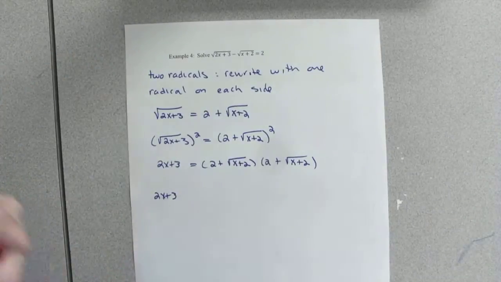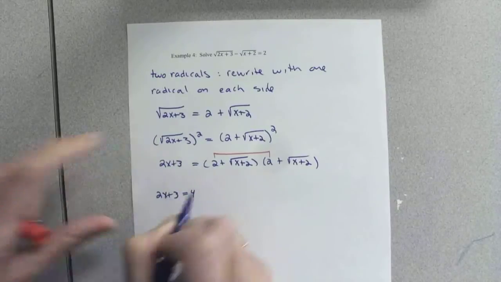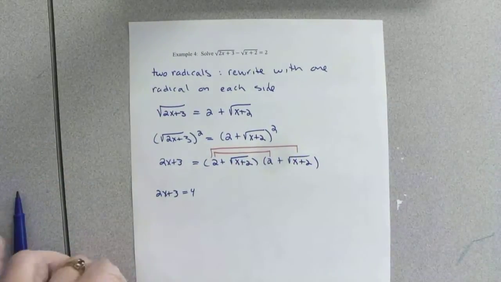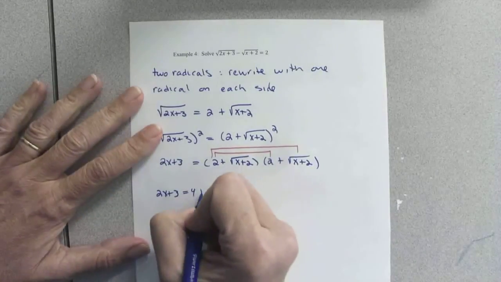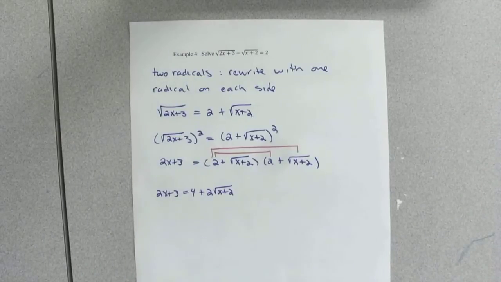So starting to FOIL it. 2 times 2, 4. 2 times that radical. Well, there's not much you can do other than to say 2 times the radical. That 2 cannot distribute through the square root. That's just wrong. It's actually violating the order of operations because the square root really is an exponent of 1/2. Unless you clear the exponent, you can't multiply. So there's nothing you can really do except write them side by side.